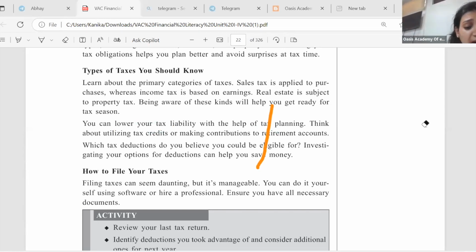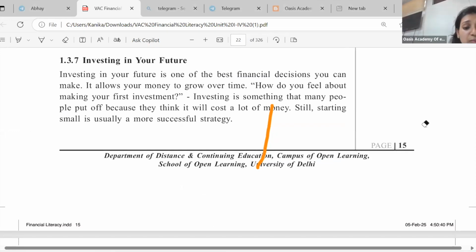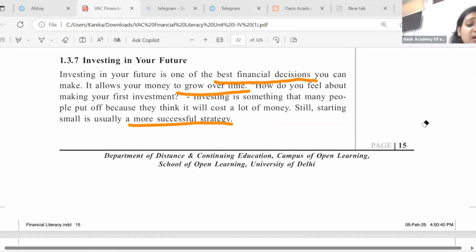Then you have investing in your future. What is investing in the future? Investing in your future is one of the best financial decisions you can make. It allows your money to grow over time, and if you haven't started till now, please start, and it becomes a successful strategy.